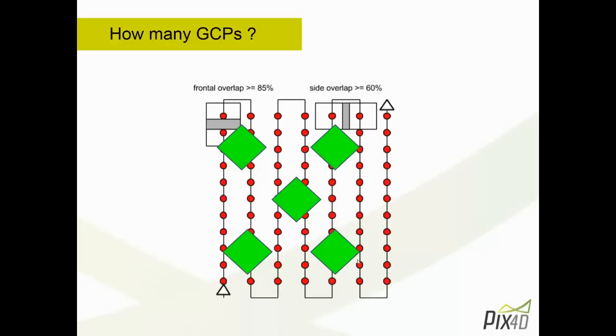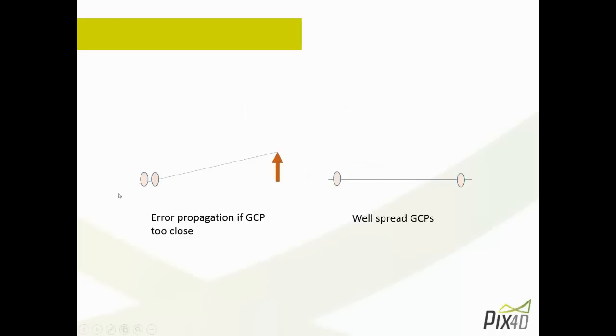Now, where do you place them? If you place them all side by side very closely to each other, you have the likelihood that if you make a small mistake in the measurement of this GCP, it can have the effect of a leverage, and a small degree of mistake could actually introduce quite a large mistake on the other side of your project. For this reason, it's always much better to spread your GCP all across your project to avoid this leverage effect.